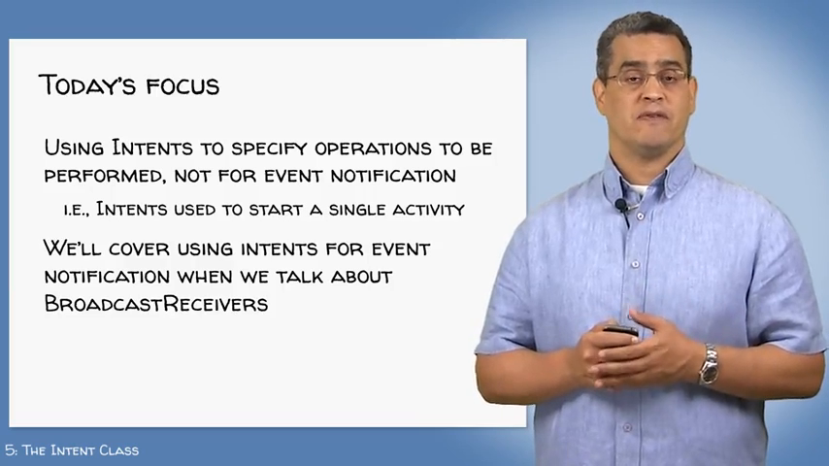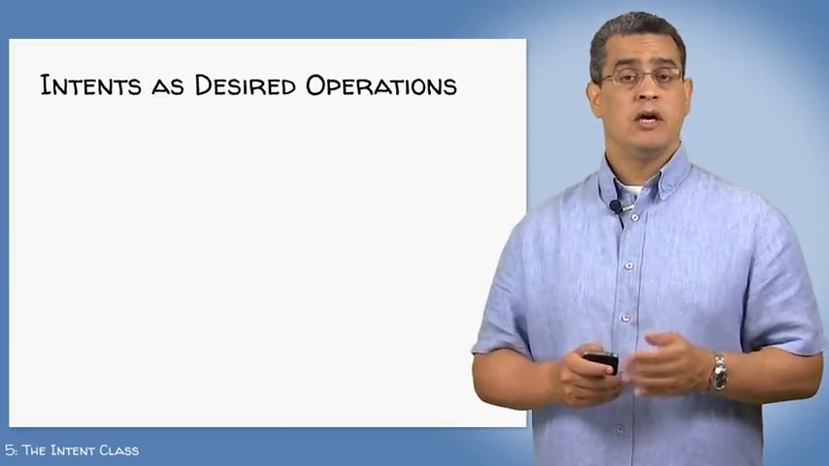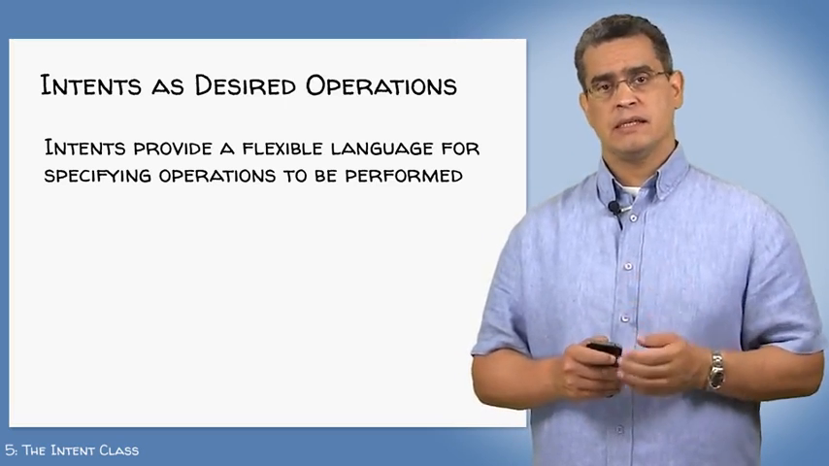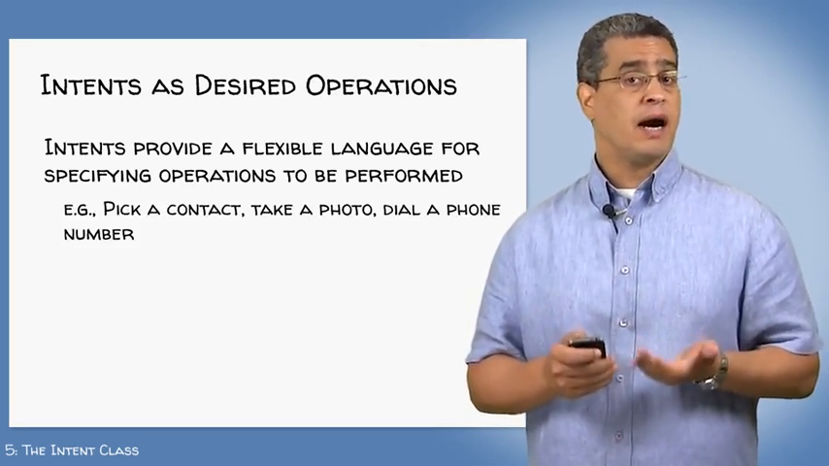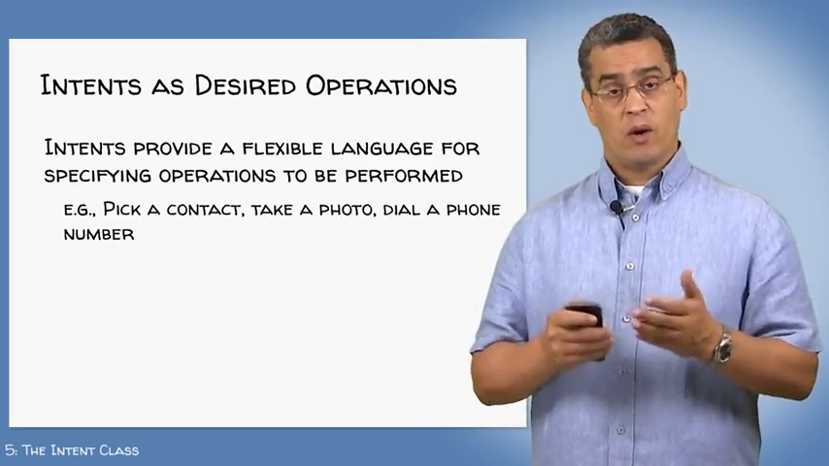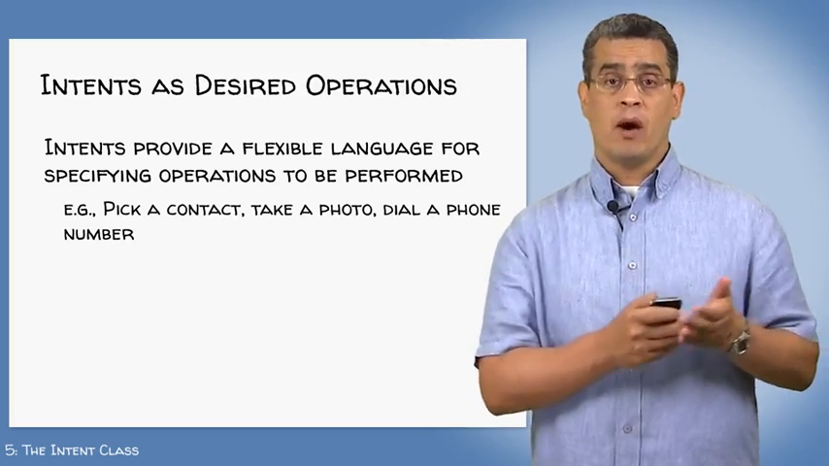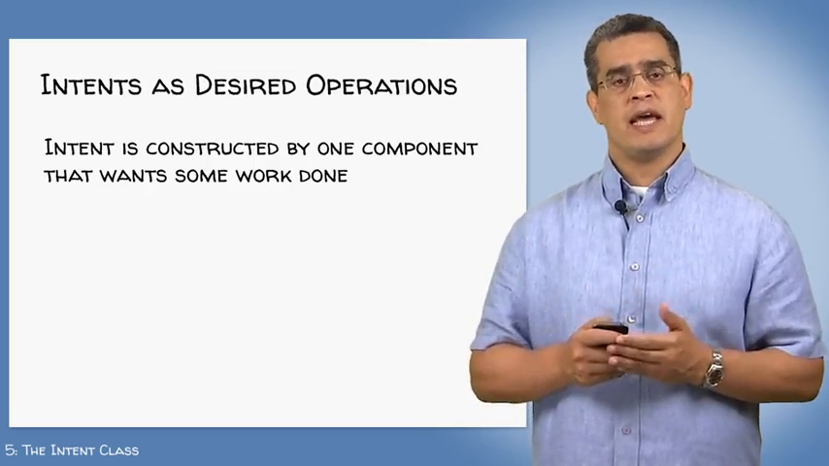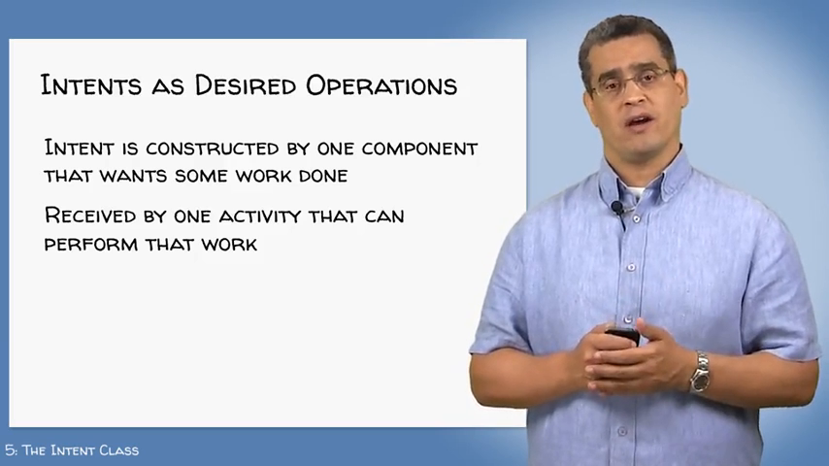Now, you can think of intents as providing a kind of language for specifying operations that you want to have performed. In essence, intents give you an easy way to say things like, I want to select a contact, I want to take a photo, I want to dial a phone number, or I want to display a map. And so in practice, intents are usually constructed by one activity that wants some work to be done, and then Android uses that intent to start another activity that can perform the desired work.